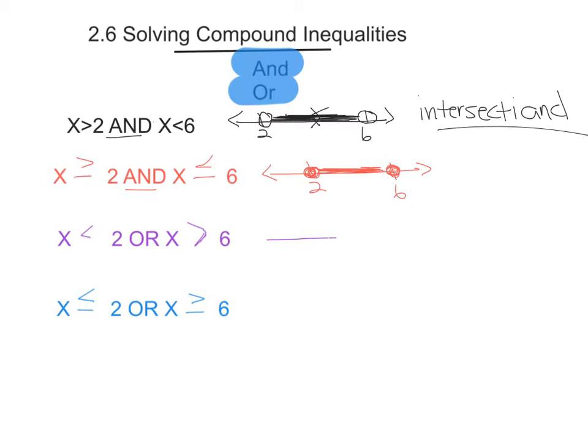Okay, for our or statement, this is 2, 6 again. This time x is less than 2, so it's going to be going in this direction. I'm going to make that arrow a little bigger so we can see it. And then x is greater than 6. Open circle because it's not equal to. Make that bigger as well. Okay, and so this is my or statement. It's going in opposite directions.